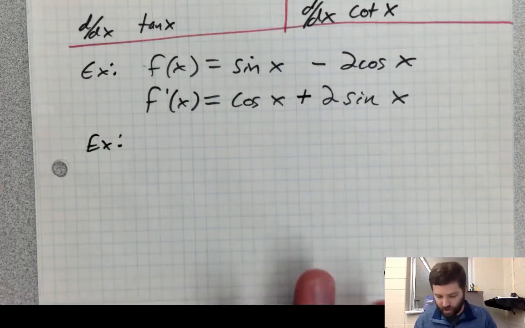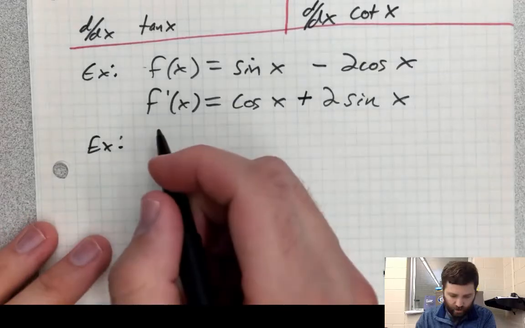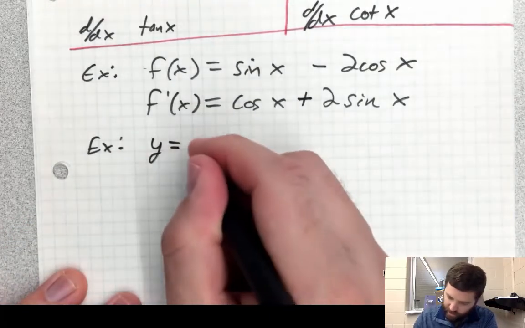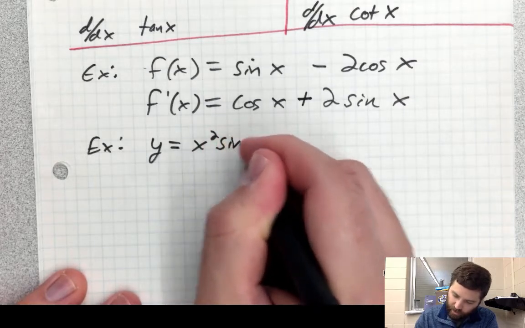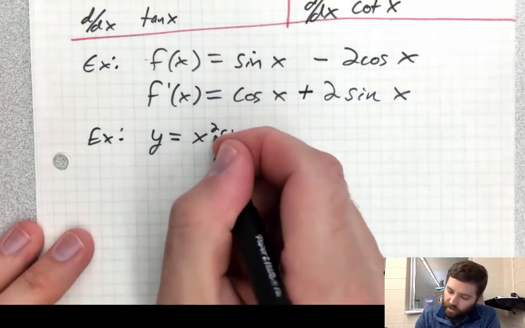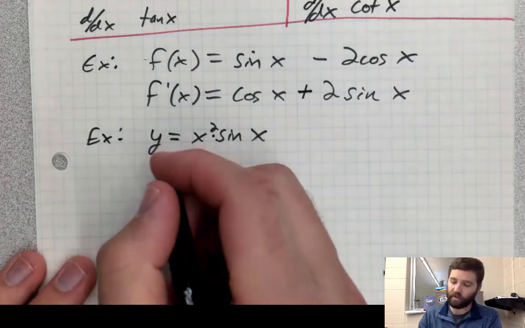Let's do another one. Let's integrate another rule here. So we had the sum difference rule here for derivatives, but let's try a different one. So let's go y equals x squared sine of x. And by the way, the instructions here are to take the derivative. All right, so what I have here is x squared times sine of x. I have a product, okay? So I'm going to have to use the product property of derivatives.